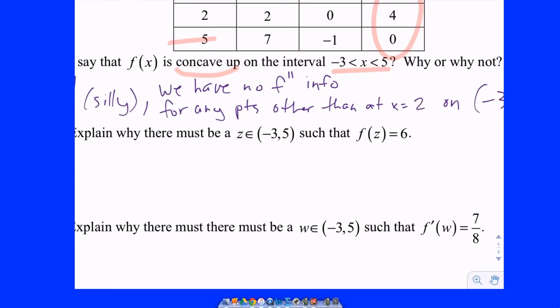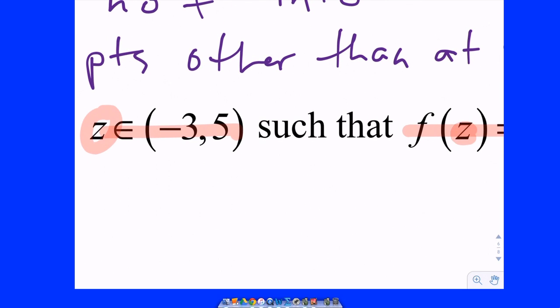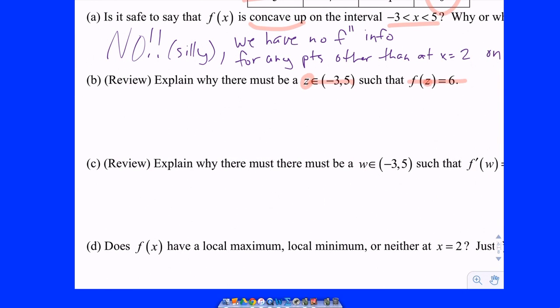Part B, explain why there has to be a z from -3 to 5 such that f of z equals 6. You might be like, oh, z? My teacher never taught me about z's. I'm just going to skip it.